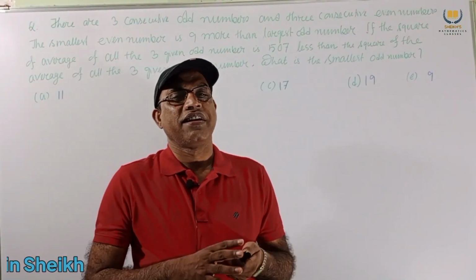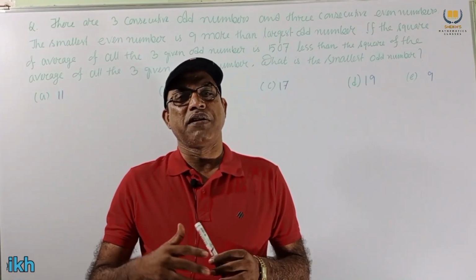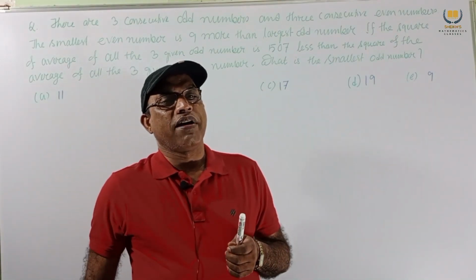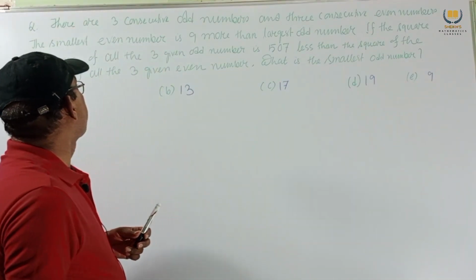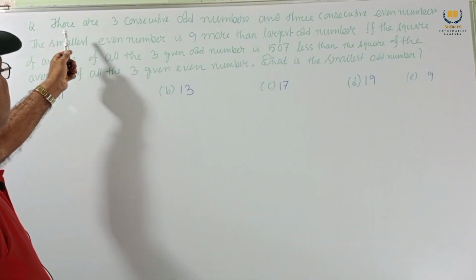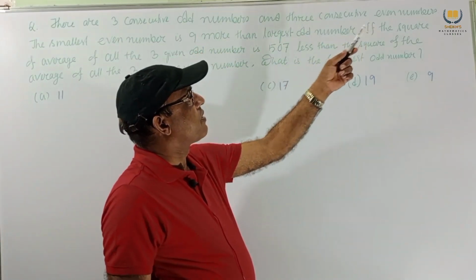Today we start some problems, very easy, very simple, but the process is somewhat lengthy. So, on averages, what is the problem given? Let us consider the problem. There are three consecutive odd numbers and three consecutive even numbers.